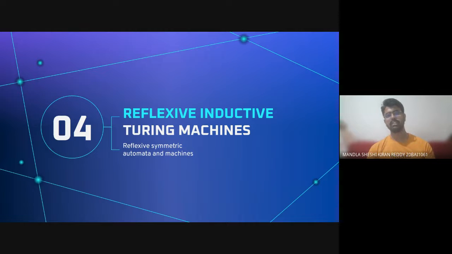Next, let's go into the fourth part. Here we'll be discussing how to develop the reflexive inductive Turing machine, which is a type of symmetric inductive Turing machine.